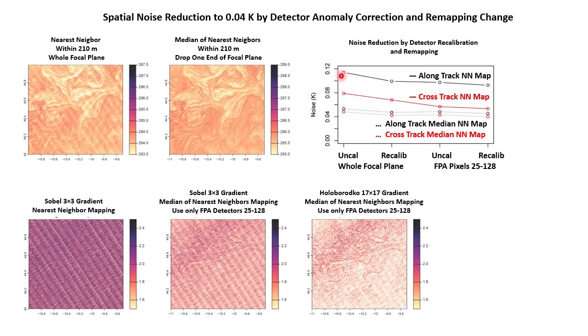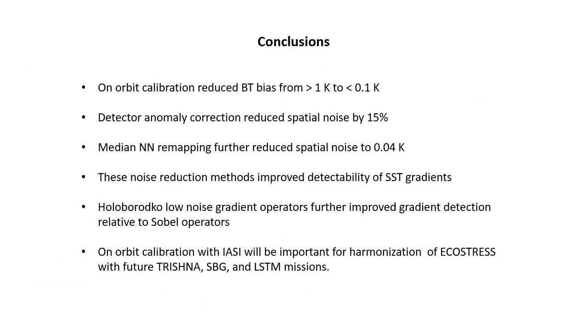With all of this process, we can go from 0.12 Kelvin noise in the uncalibrated image to 0.05 Kelvin or 0.04 Kelvin noise in the completely recalibrated image. So it's quite successful. So our overall conclusions: we reduced the BT bias from 1K to 0.1K. We reduced the overall spatial noise by 0.15%, and median nearest neighbor mapping reduces the spatial noise to 0.04K. These improve the detectability of SST gradients. Low noise gradient operators developed by Holoborodko improve this further.